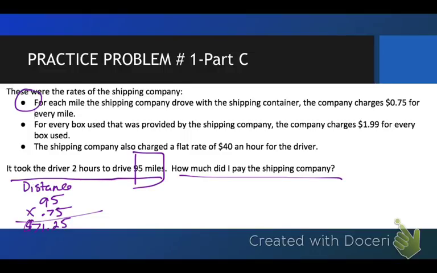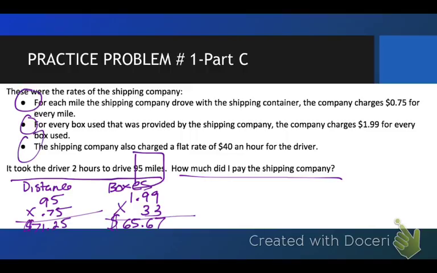Let's go to bullet number 2. For every box used that was provided by the shipping company, the company charges $1.99. So boxes, we need to figure out how much we spent on the boxes. Remember, it was $1.99, but how many boxes did we use? Well, you have to look in part B. We used 33 boxes because that's how many fit. So you need to do $1.99 times 33, and you're going to find out that that cost you a whole $65.67. Okay, not bad.